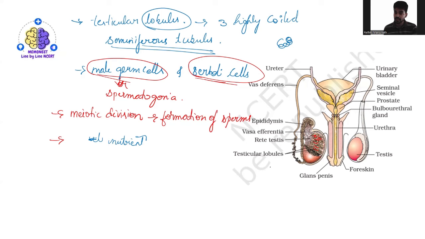Then the region outside the seminiferous tubules is called the interstitial cells. Whatever region you find outside the seminiferous tubules will be the interstitial cells, also called Leydig cells.